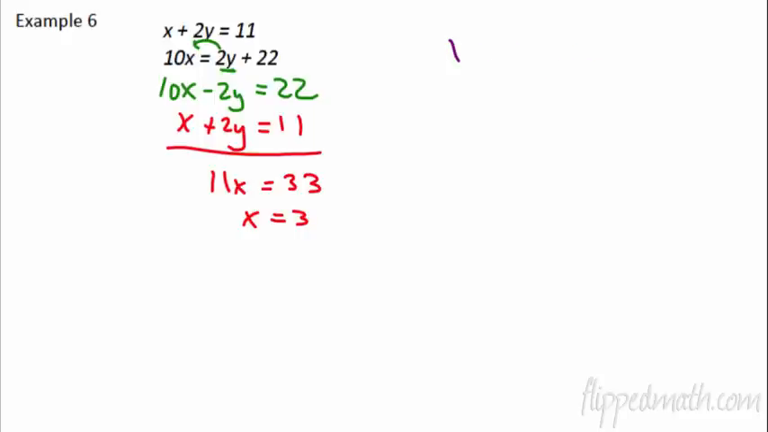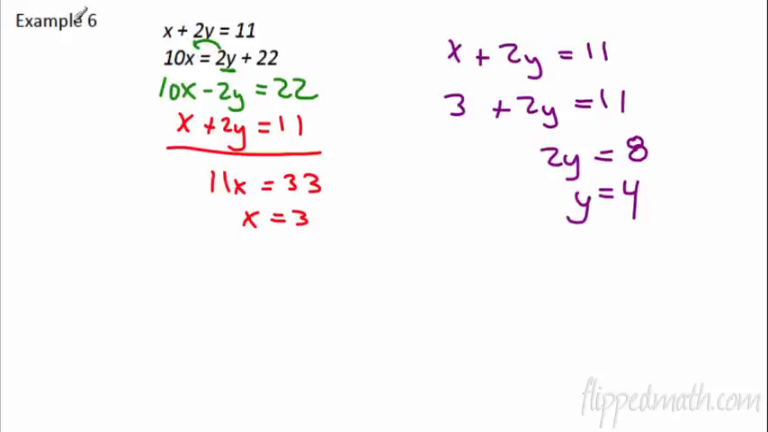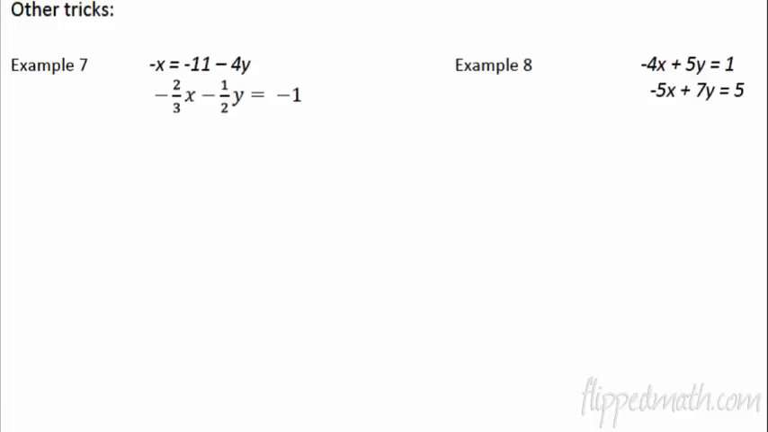So then I'm going to use the first equation because it's simpler. I'm going to plug into the x. We get a 3. And then subtract 3 from each side. We get 2y equals 8 or y equals 4. So the solution to this system of equations is 3, 4. And we're done with that one. That's example 6. All right, let's look at 7 and 8 because sometimes we need different tricks to solve these.